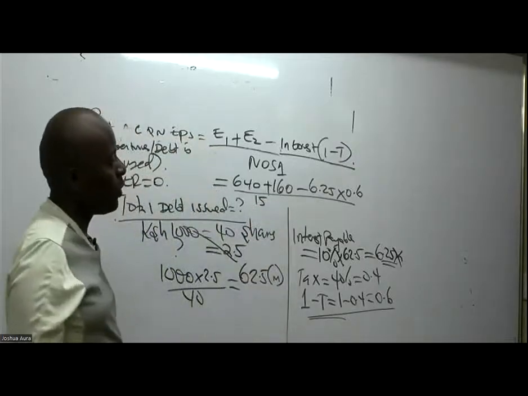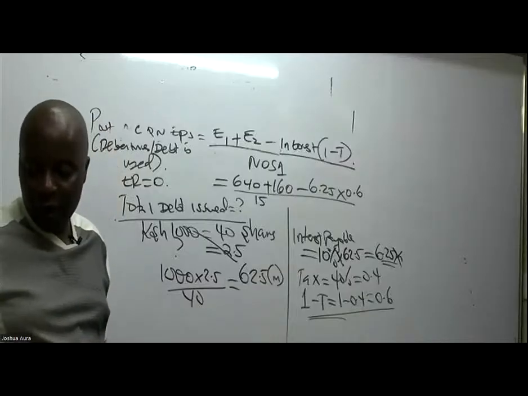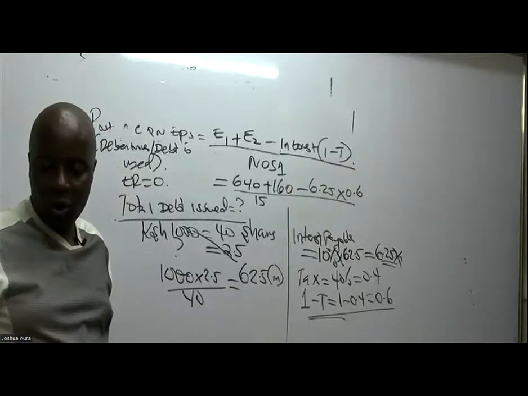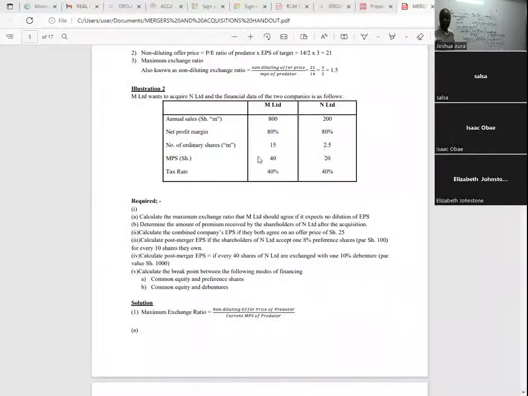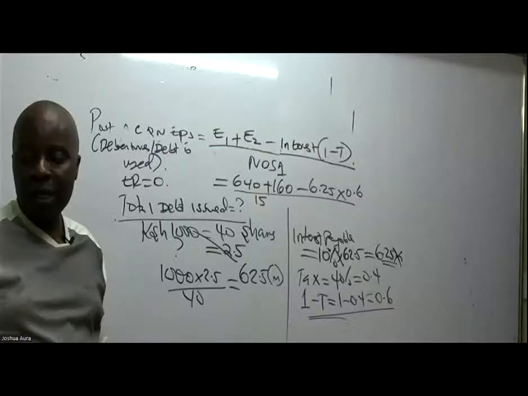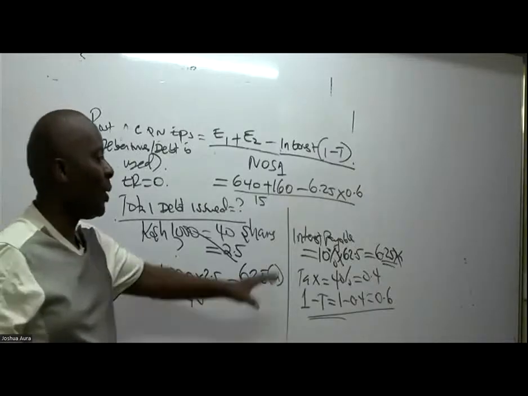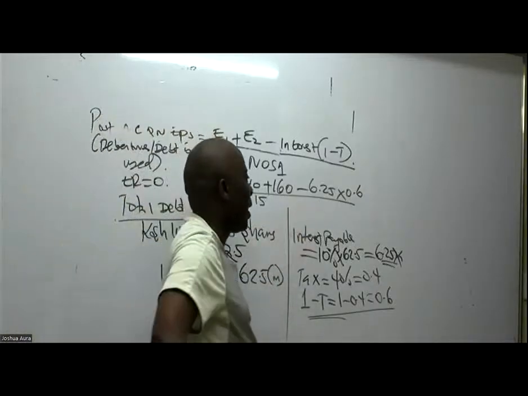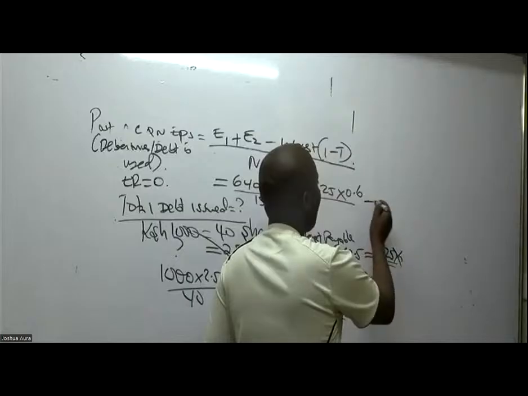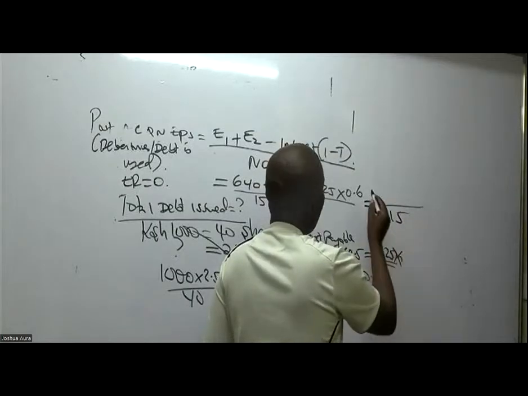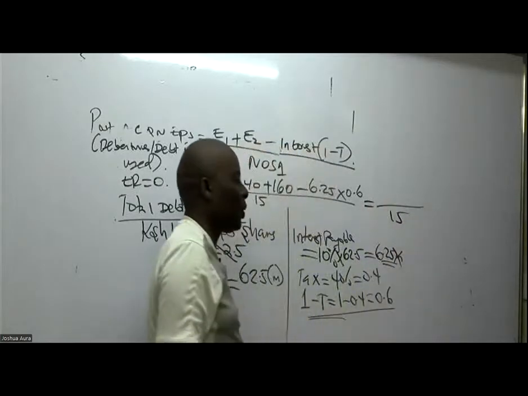Number of ordinary shares of company one, you had given me a figure of 15. If I'm not wrong, this is what you had given me. Number of ordinary shares of the first company is 15. So please go slowly to give us the numerator figure. First of all, give us the numerator. I know the denominator is 15. How about the numerator?